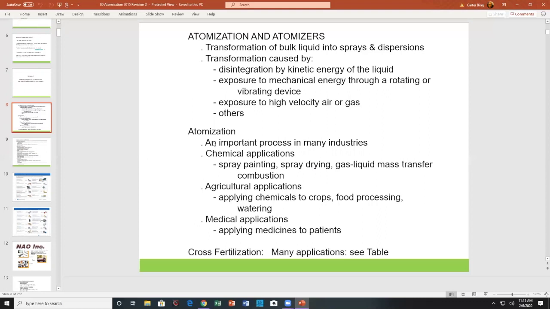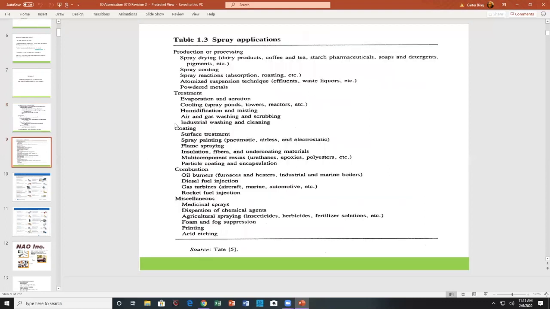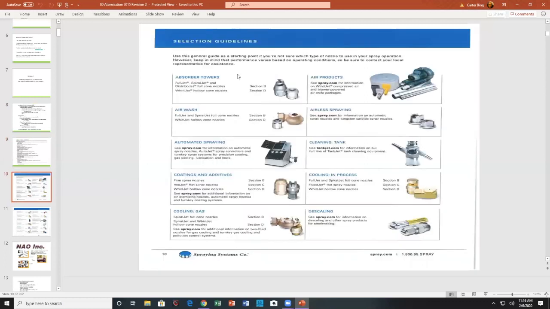The application of atomization is everywhere. It's huge. Chemical applications, agricultural applications, medical applications. And if we take a look, I'm not sure exactly where this came from, I guess tape 5, you can see there's a whole host of processes in which atomization is used. And if we go to Spraying Systems, there's a whole bunch of catalog information.